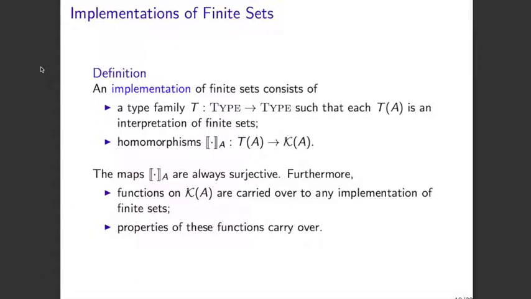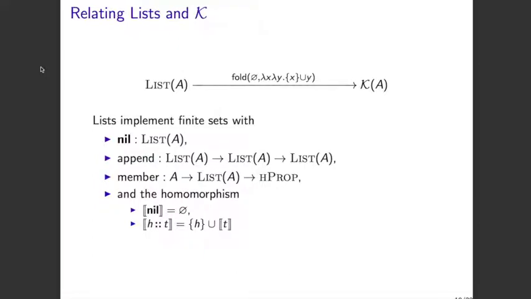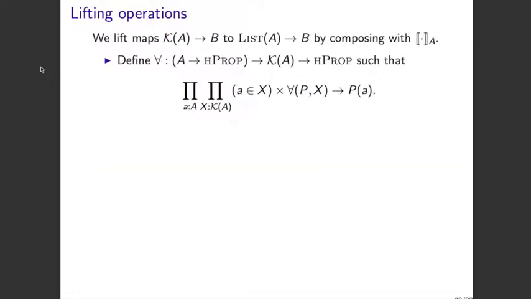Let us illustrate this by an example. An example implementation would be lists. For each A, we have the type lists over A, and it implements finite sets with the empty list as the empty set, with the append function representing the union operation, and the membership predicate on lists representing the family of the membership predicates. Then the homomorphism from list of A to K of A is just a folding operation, which collects all the elements in the list. So with this, we can lift operations from K of A to any implementation while preserving properties.